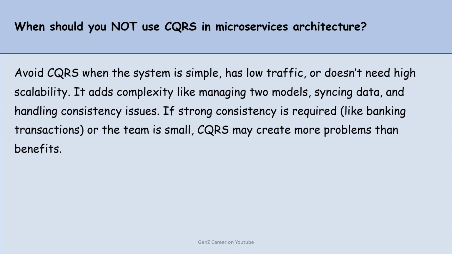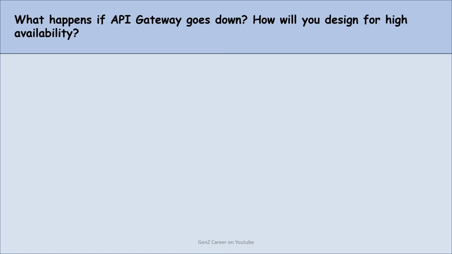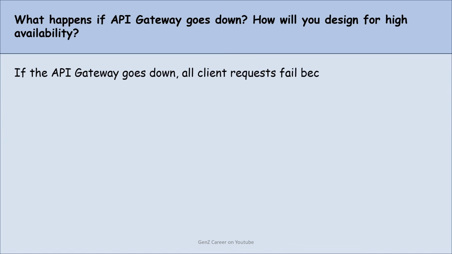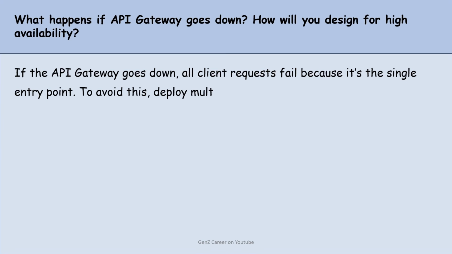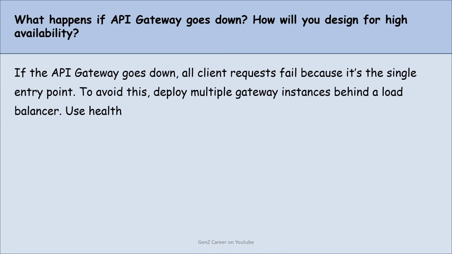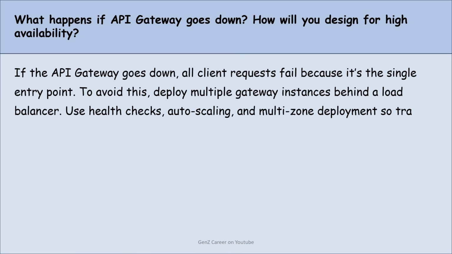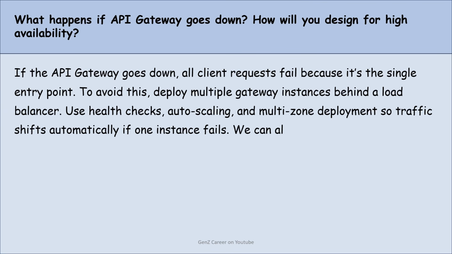Next question is, what happens if the API gateway goes down and how will you design for high availability? So basically, if the gateway goes down, all clients will fail because it's a single entry point, right? To avoid this, deploy multiple gateway instances behind a load balancer. We should use health checks, auto scaling, and multi-zone deployment so the traffic shifts automatically if one instance fails. Are you getting my point? We can also keep a fallback or secondary gateway to ensure zero downtime.